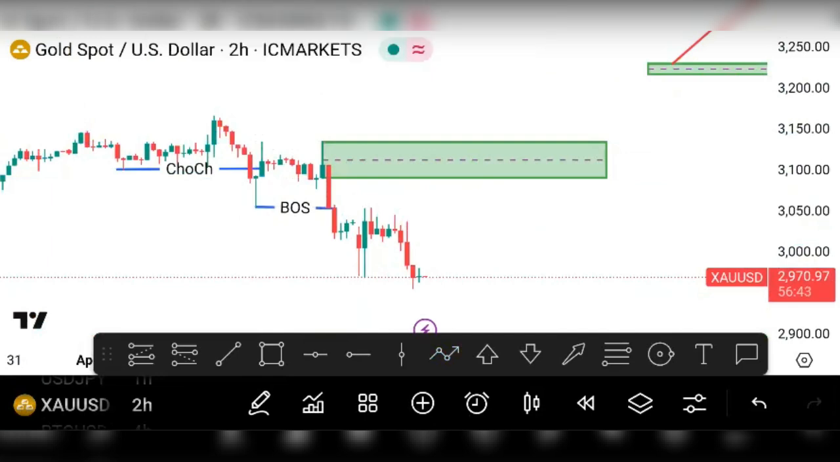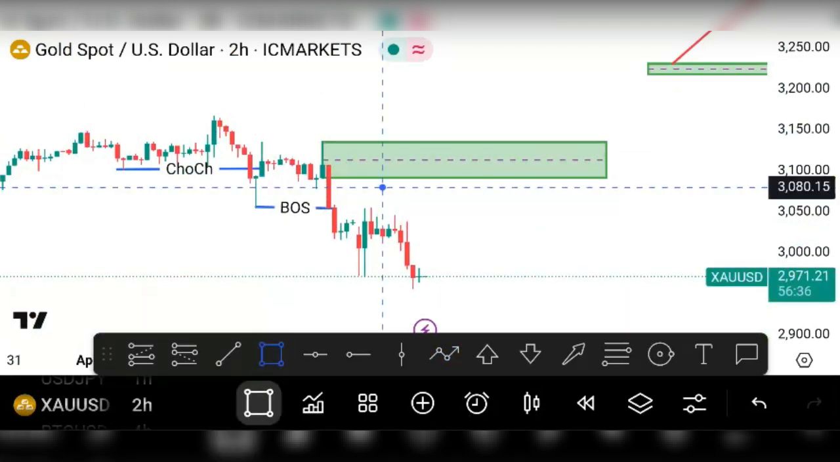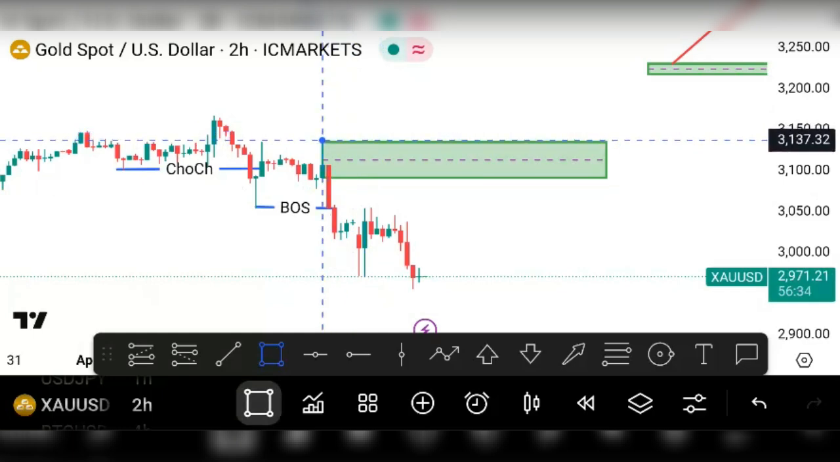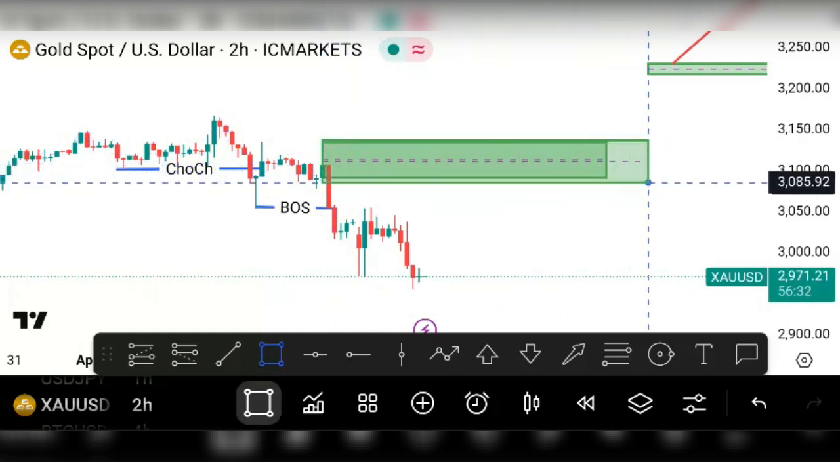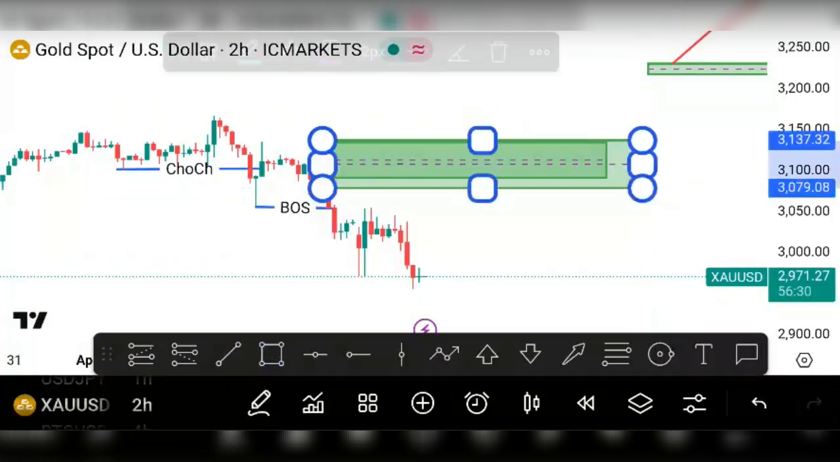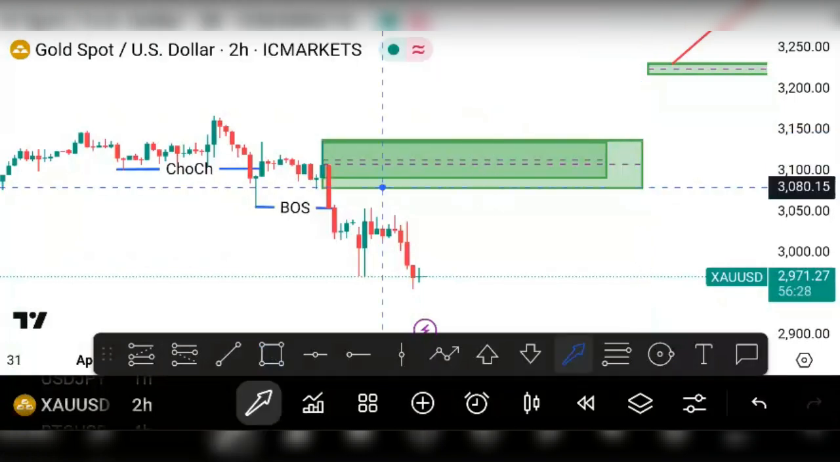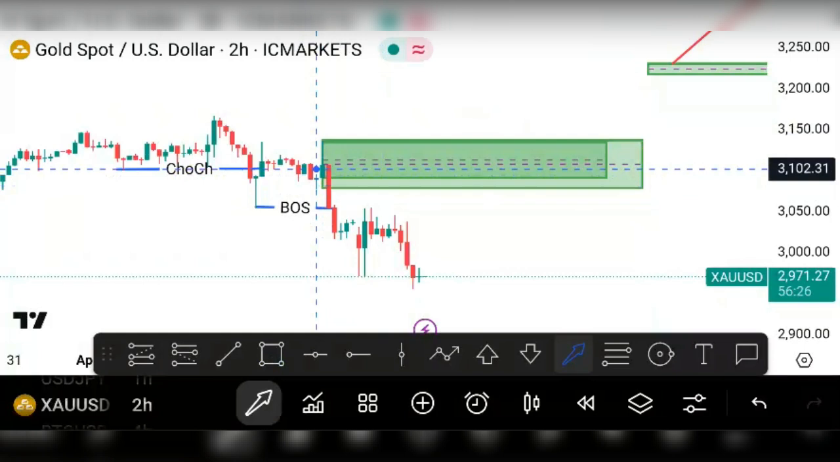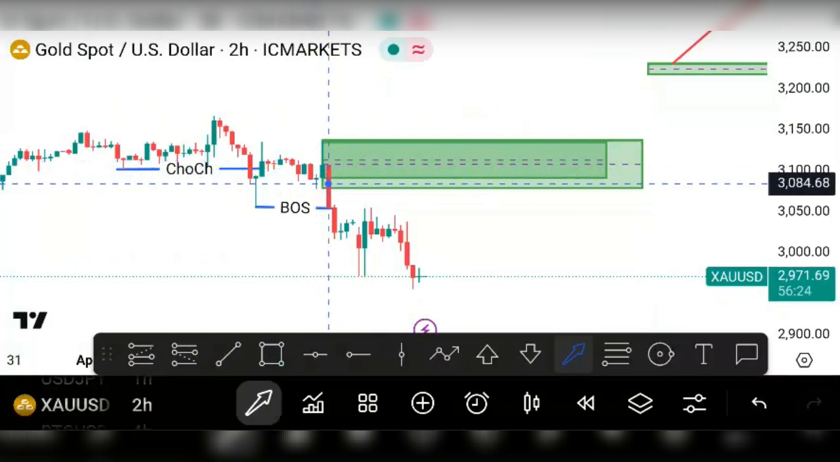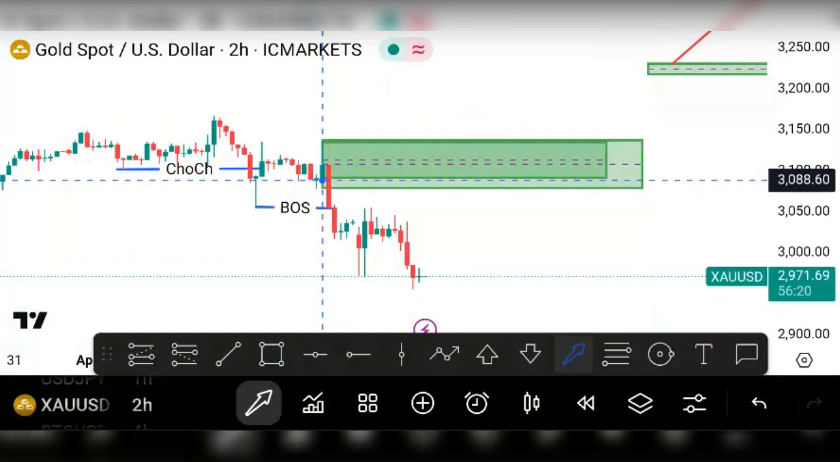Now we are on our 2-hour time frame. We've refined our order block from the 4-hour time frame. If you notice, the order block on the 4-hour time frame was covering from this level to this level. Why is it so? Because each candle you are seeing is a 2-hour candlestick. The second one is also a 2-hour candlestick. If you add them together, it will now be 4 hours. So each candlestick is 2 hours.